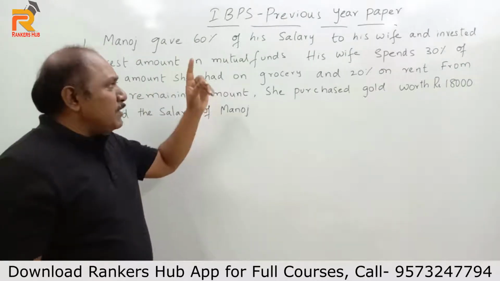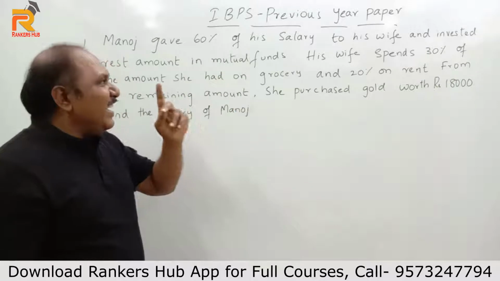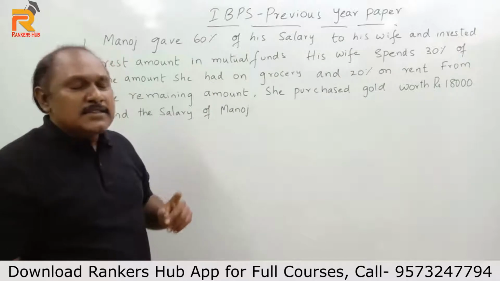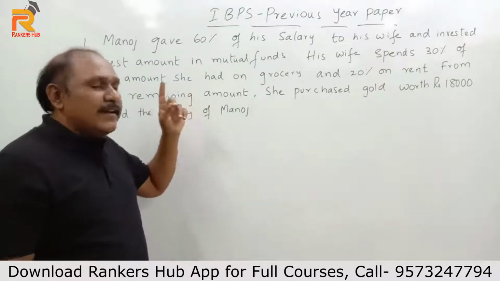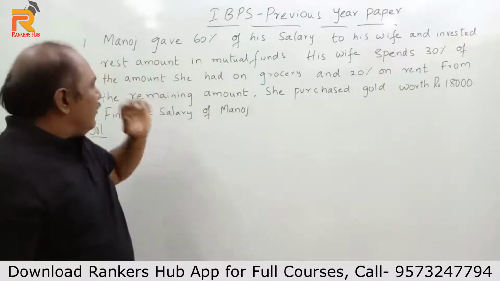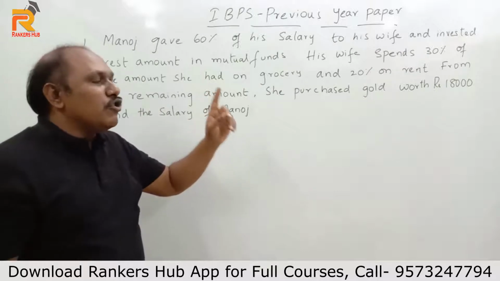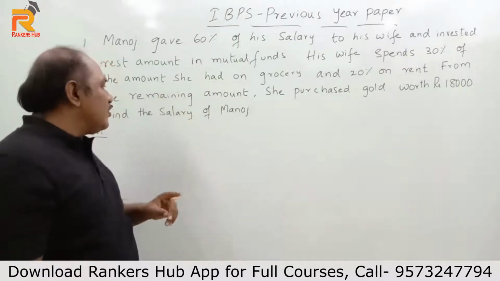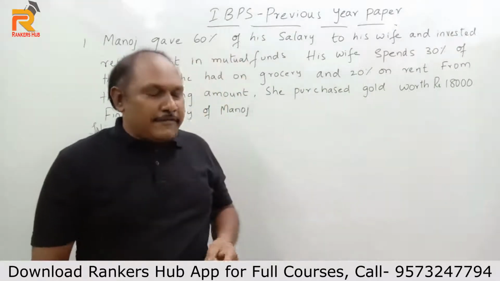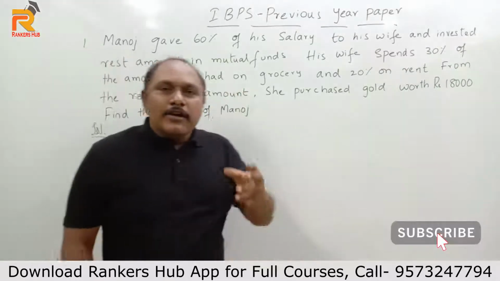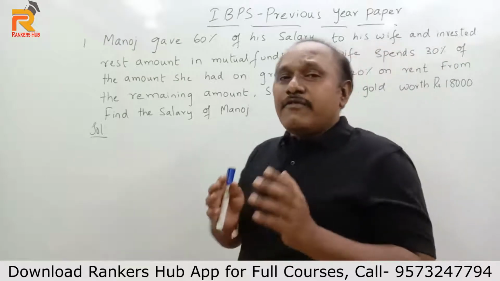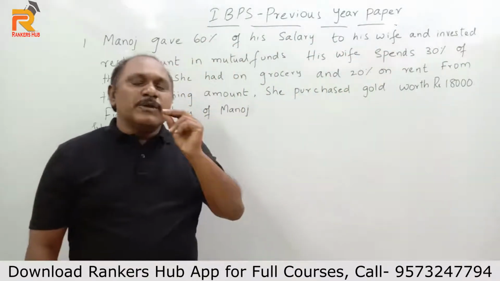Manoj gave 60% of his salary to his wife and invested the rest of the amount in a mutual fund. His wife spends 30% of the amount she had on grocery and 20% on rent. From the remaining amount, she purchased gold worth rupees 18,000. Find the salary of Manoj. This is what happens when you give money to your wife. She spent the remaining amount on purchasing gold worth 18,000. Now the question is, what is the salary of Manoj? How to answer this question in a very simple way?